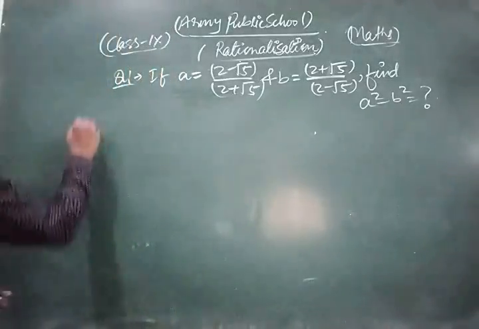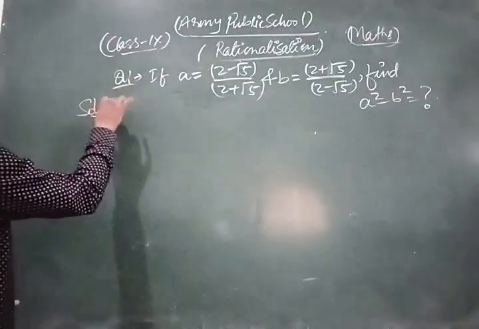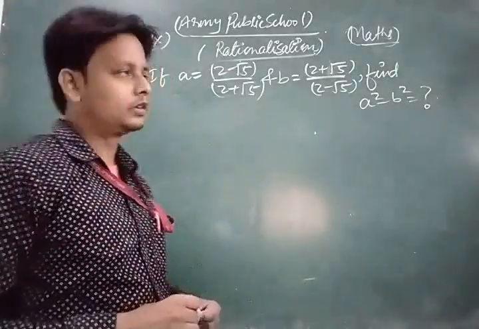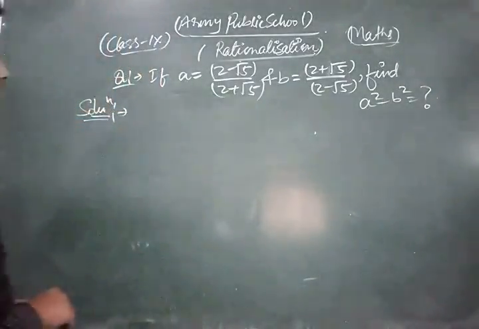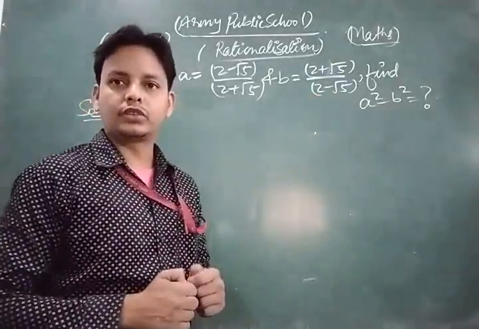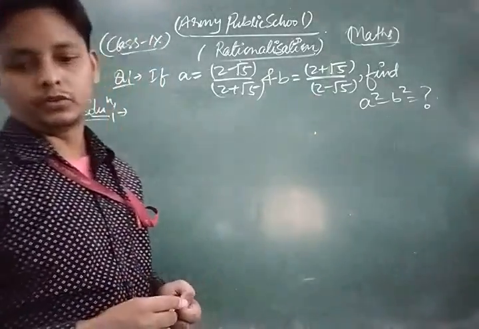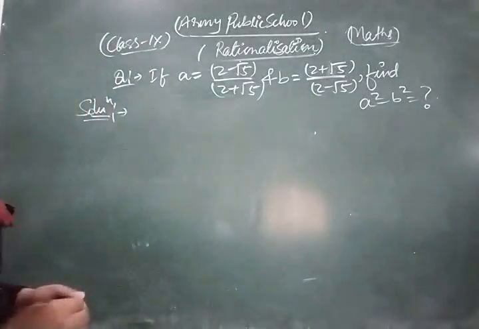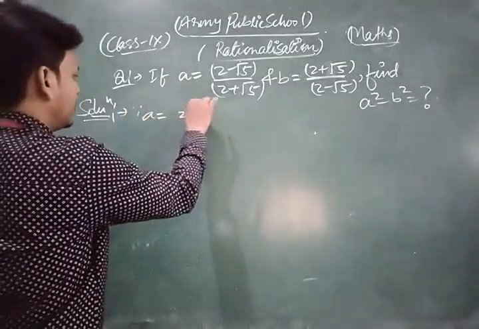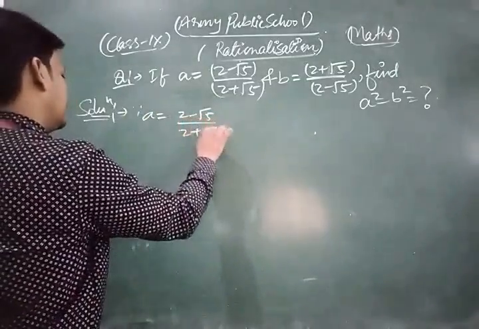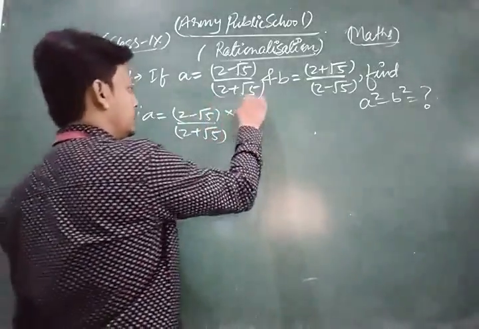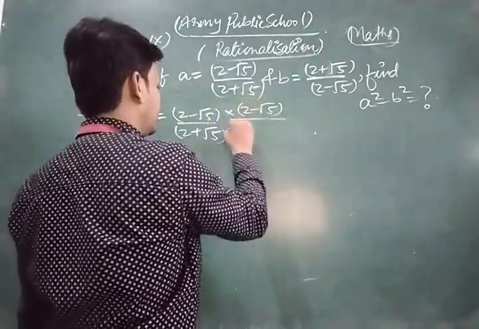Now let's see its solution. Dear student, in this kind of question, to find the value of a square minus b square, first of all we rationalize them one by one. Since a is equal to 2 minus root 5 upon 2 plus root 5, we must multiply both the numerator and denominator by the conjugate of the denominator, that is 2 minus root 5.